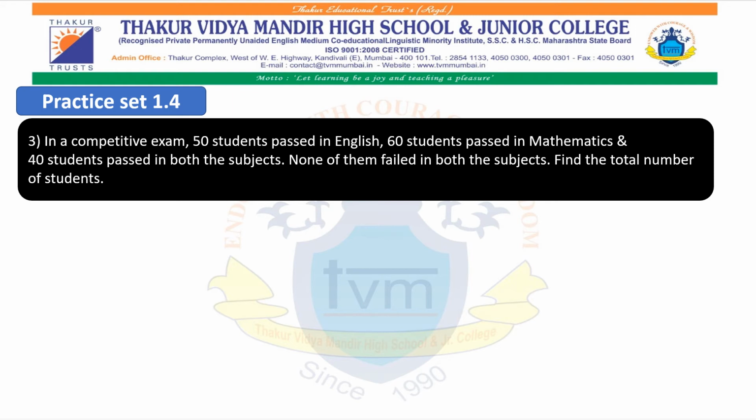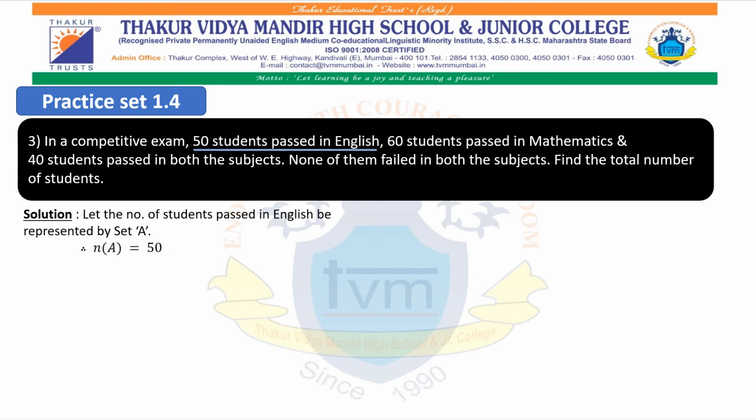Here they had given 50 students passed in English. We will consider this as set A. Therefore, in our solution we will write let the number of students passed in English be represented by set A. How many number of students passed in English? 50. Therefore, we will write n of A equals to 50.